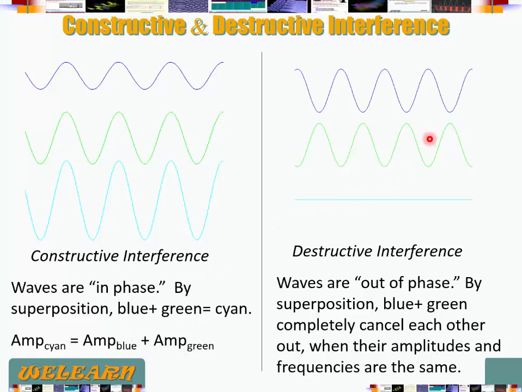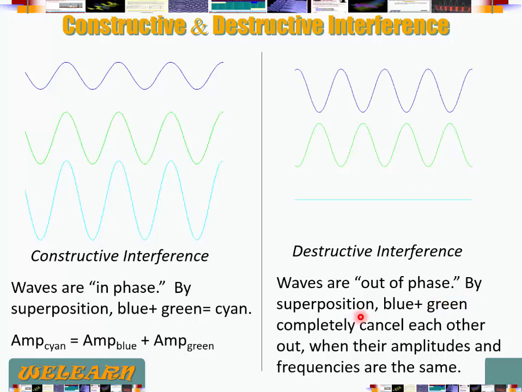Let's look at this other example where we have also two waves that have the same wavelength. In this case, they also have the same amplitude. But these waves are out of phase. Notice that the crest coincides with a trough. That's when they are out of phase. Whenever a crest coincides with a trough, we say that the waves are out of phase.